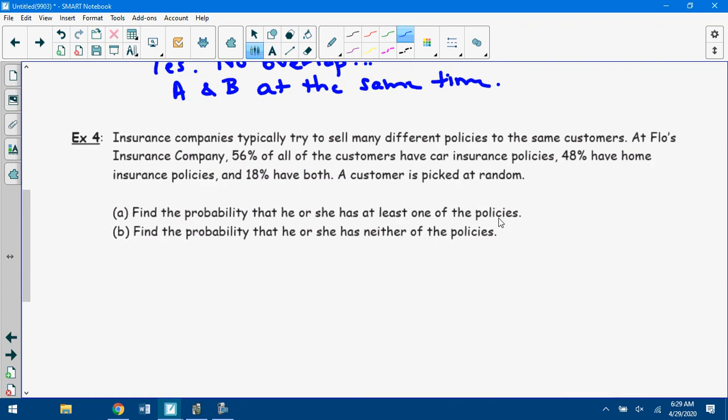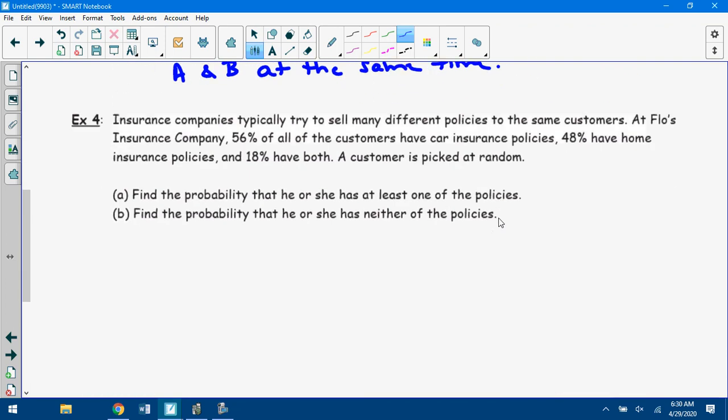All right, number 4. Insurance companies typically try to sell many different policies to the same customer. At Flo's insurance company, 56% of all customers have car insurance, 48% have home insurance, and 18% have both. A customer is picked at random. We want the probability that he or she has at least one of the policies, and the probability that she has neither of the policies.